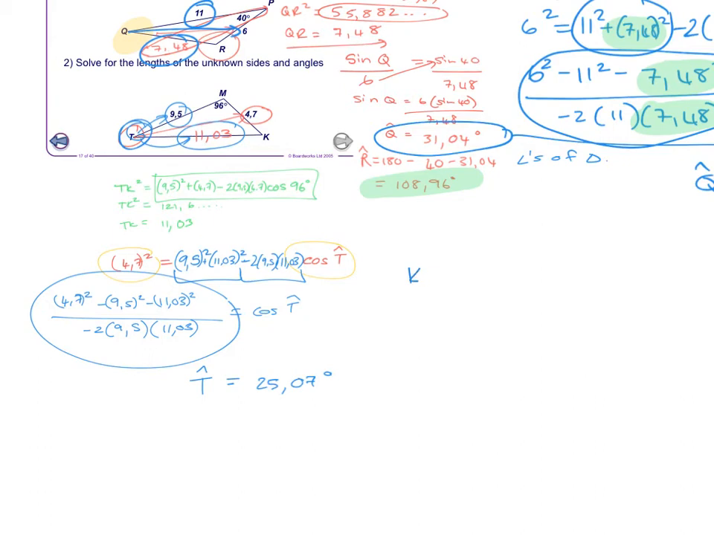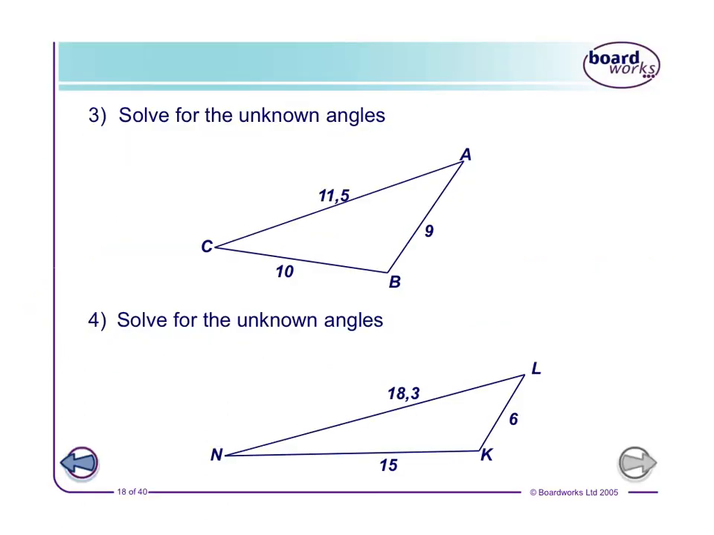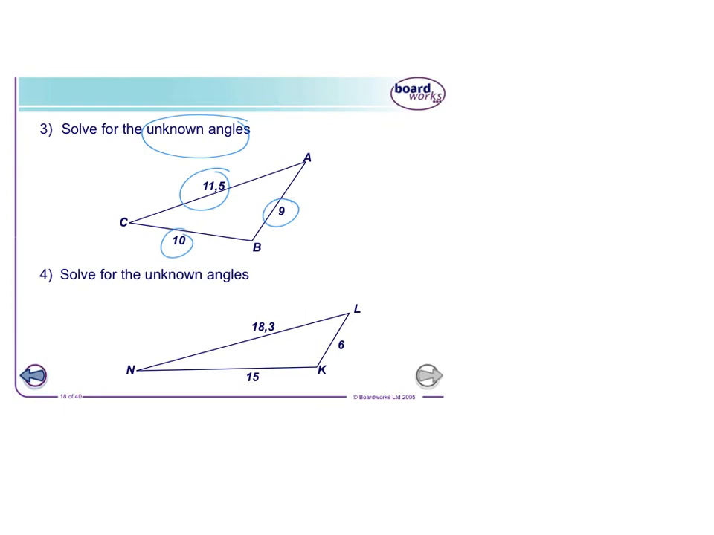And then to get our angle K, it's going to be 180 minus 96 minus 25,07. That is angles of a triangle, and you get 58,93 degrees. All of our angles there are acute, well, our T and our K; our M is bigger than 90 degrees. Okay, so here we have a situation where they've given us all three sides and they want to know the unknown angles. So I would say always start with an acute angle.